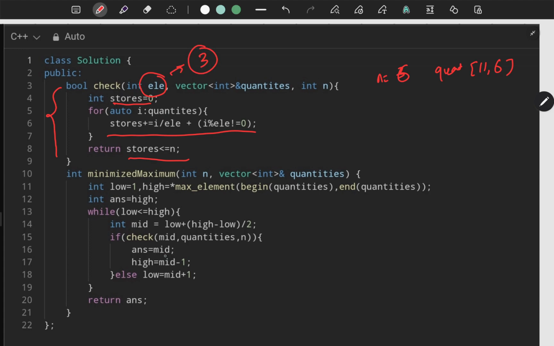We are checking for mid equals 3. So what we're saying is, to distribute P1, how many stores do we need? We need 3 stores. And for distributing P2, how many stores do we need? We need 2 stores. So that means we need a total of 5 stores. And how many stores do we have? We have a total of 6 stores. So that means this is a valid answer.